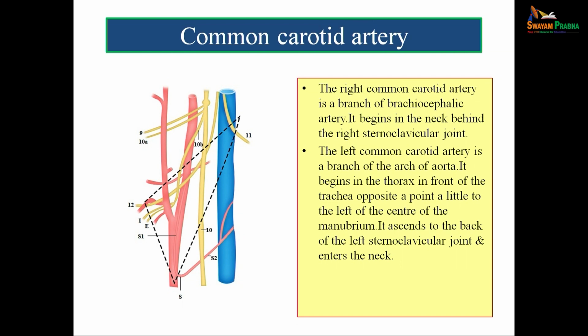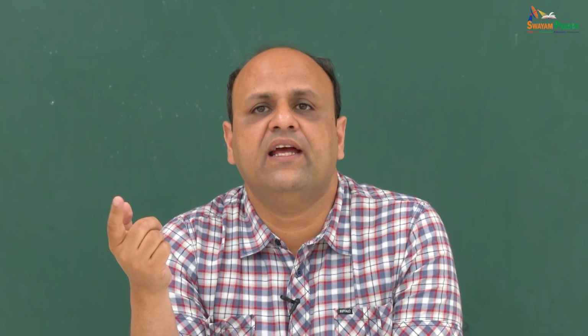The right common carotid artery is a branch of the brachiocephalic artery. The left common carotid is a branch of the arch of aorta. So these questions are frequently asked by teachers in the examinations: from where does the right common carotid artery arise, and how is its origin different from the origin of the left common carotid artery?